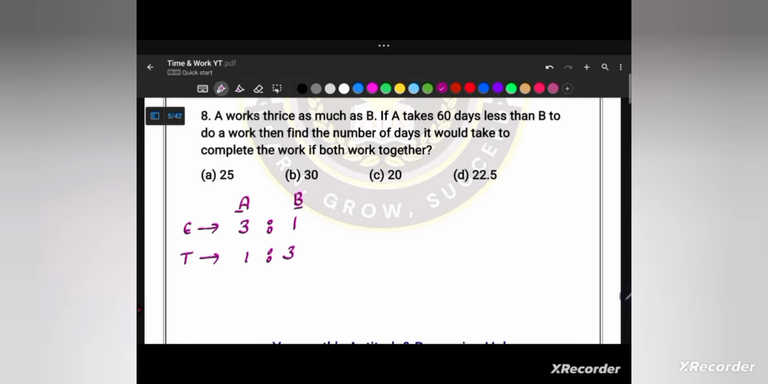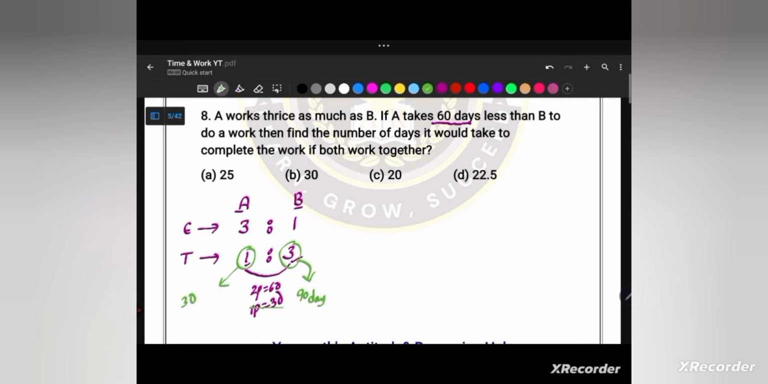But in the question, what is the second statement? A is taking 60 days less than B. So if you take the difference in the time ratio, it will be 1 part and 3 parts, right? So the difference between the time ratio will be 2 parts. So 2 parts, which is given in the question as 60, then 1 part will be equal to 30. As per the ratio, A is 1 part, that means it will be taking 30 days. Then B is taking 3 parts, and 1 part equals 30 days, so 3 parts will be equal to 90 days.